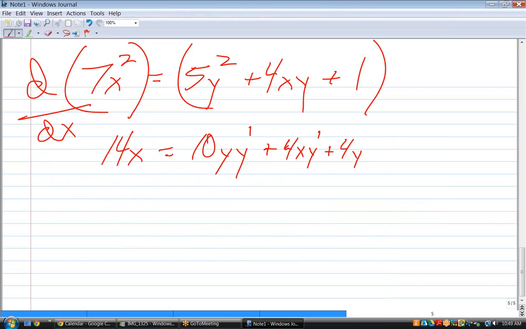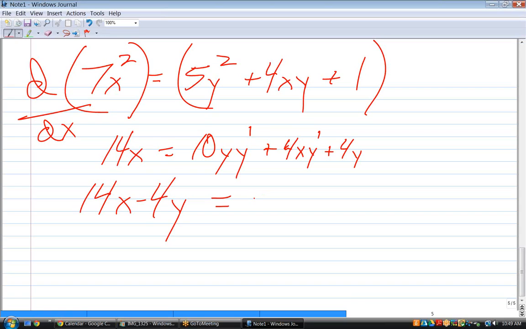Now would we factor out the y, or no? Gather your terms, just like algebra. Gather all like terms. Okay. And by that, I mean put everything with y prime on one side, everything else on the other. So minus 4y from each side? Yeah. 14x minus 4y. And then what am I going to do to the right side?